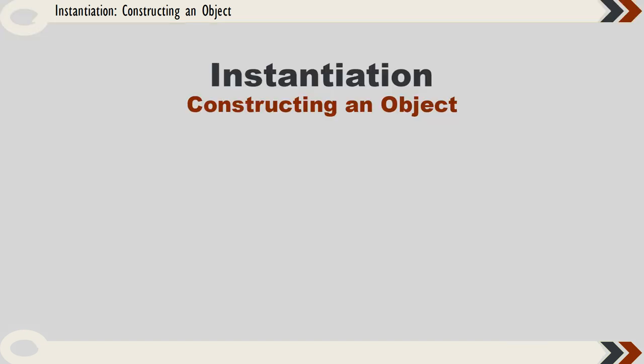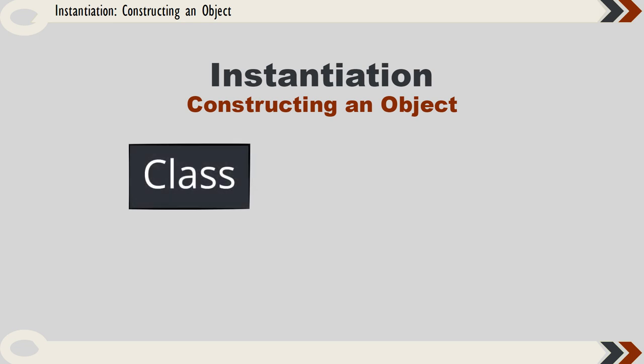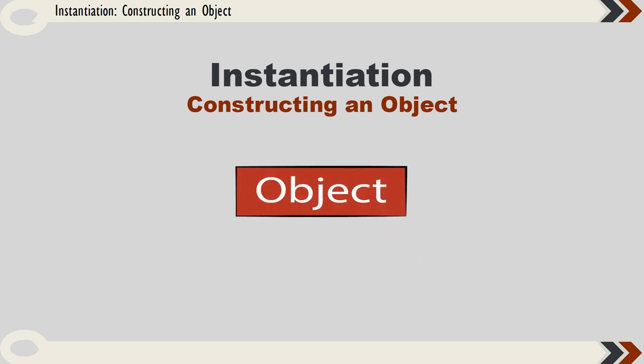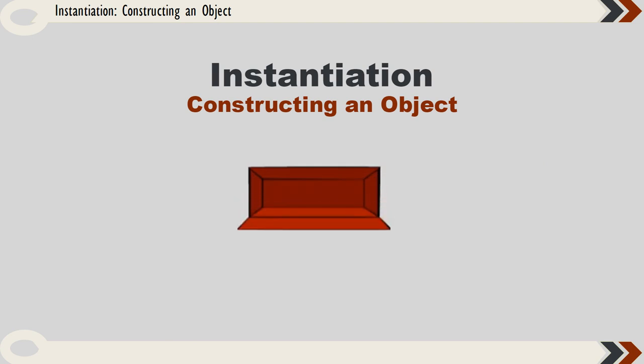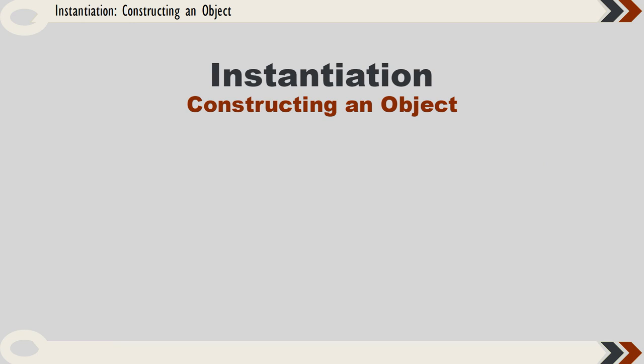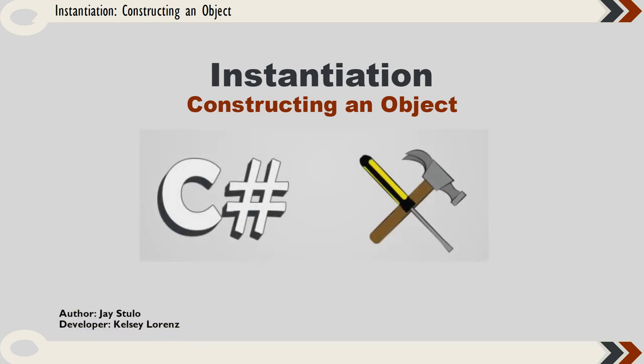In this activity, we defined instantiation as the process of creating an object from a class using the new keyword. We also looked under the hood to see how special methods, known as constructors, are automatically called whenever an object is instantiated. You have completed Instantiation, Constructing an Object.